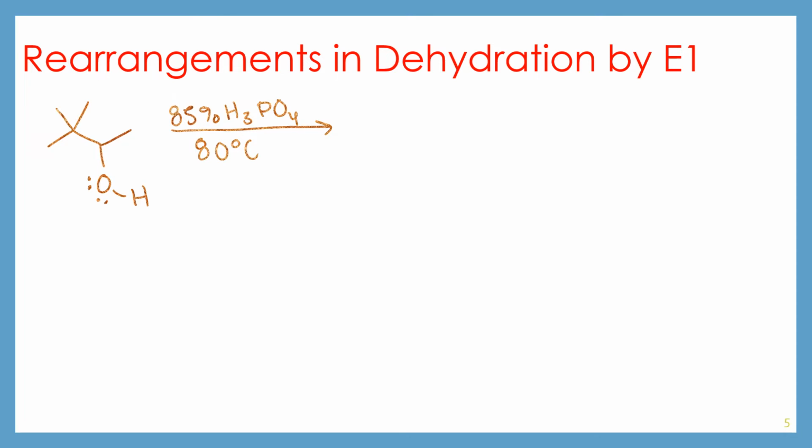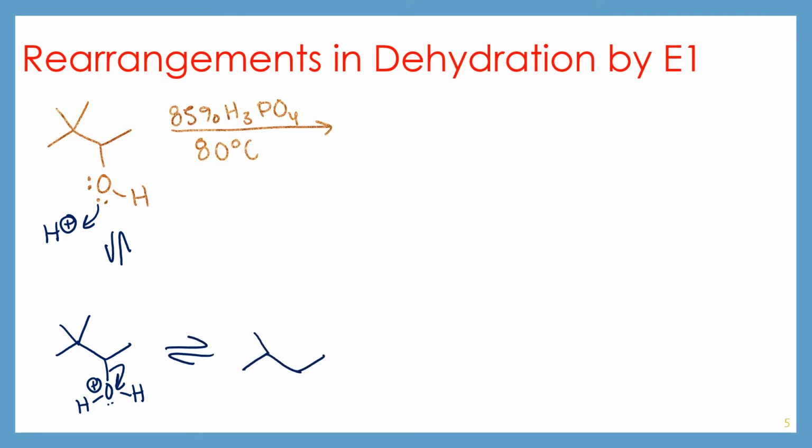So let's take a look at rearrangements in dehydration. Since the E1 mechanism goes through a carbocation, rearrangement is perfectly possible. In this mechanism, the alcohol is going to pick up a proton from the phosphoric acid. And then water is going to leave, giving us a carbocation that can rearrange.